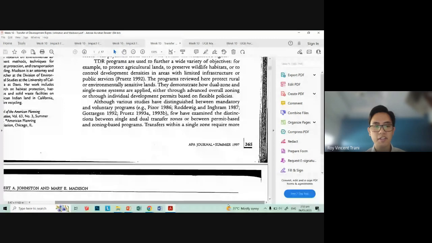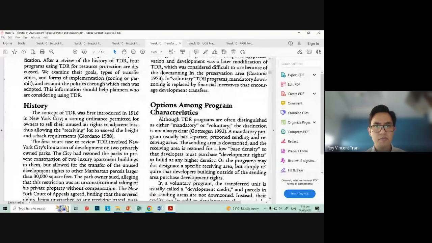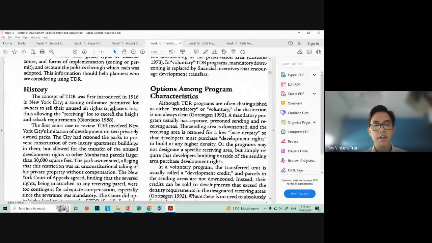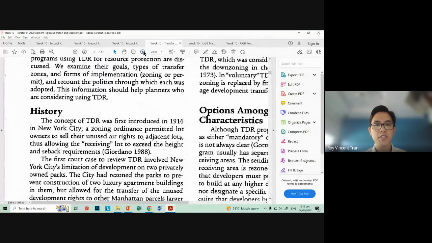So there's an interesting section here on the history of TDRs. Again, this is fairly established in the US. The concept of TDR was first introduced, let me zoom out a bit, in 1916 in New York City. A zoning ordinance permitted lot owners to sell their unused air rights to adjacent lots, thus allowing the receiving lot to exceed the height and setback requirements.